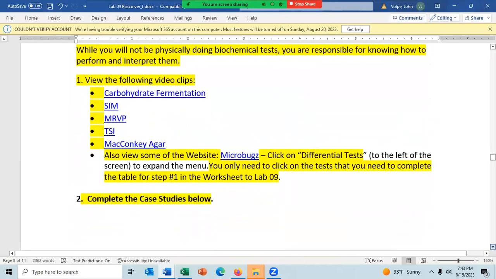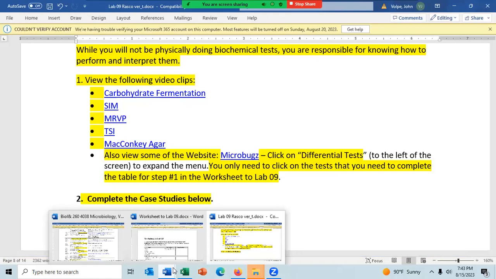All right, let's go into the lab. You're not physically going to be doing any of these biochemical tests, but you will be held responsible for knowing how to perform and interpret them. We have video clips for you to watch on carbohydrate fermentation, the SIM test, the MR-VP test. Remember, that's two different tests, the TSI test, and then the MacConkey's agar test. Any questions about any of that?